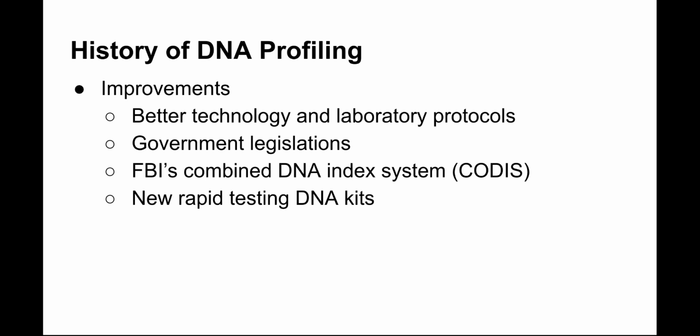Improvements: it's got better technology and laboratory protocols over the last 20 plus years. The government has enforced some legislation in DNA profiling. The FBI has put together the Combined DNA Index System called CODIS, which is a giant system that forensic investigators can use to search for DNA that they found in their crime scene. And they're developing new rapid testing DNA kits, so as to cut back on the amount of time it takes to get your results.